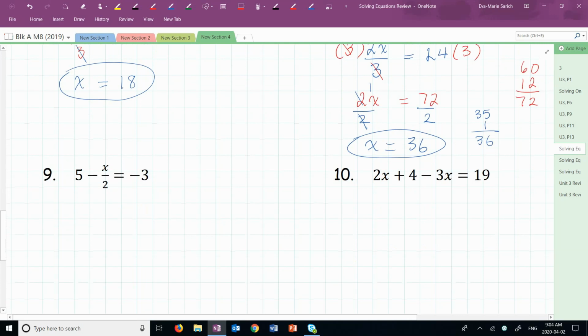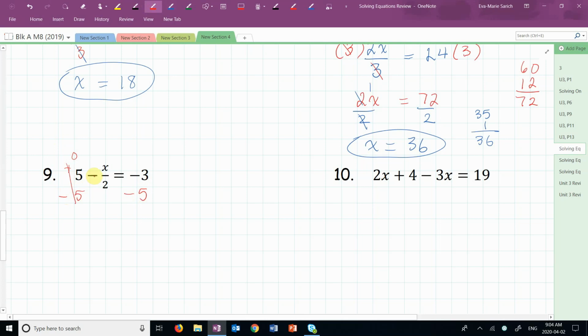Question 9. We've got a 5 that is positive, and we are then subtracting x, which is then being divided by 2. So we have a positive 5 to get rid of. Students kind of panic here and they think that the subtract sign belongs to the 5. It doesn't. What is in front of that 5 is that invisible positive. So that means we need to subtract 5. So do that to both sides. Add 5 and subtract 5 becomes a 0.